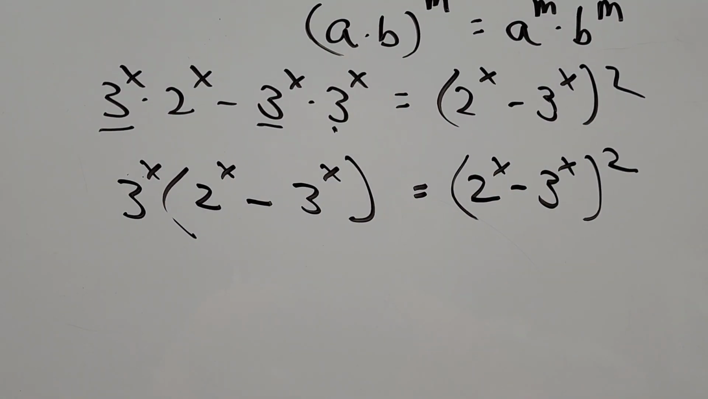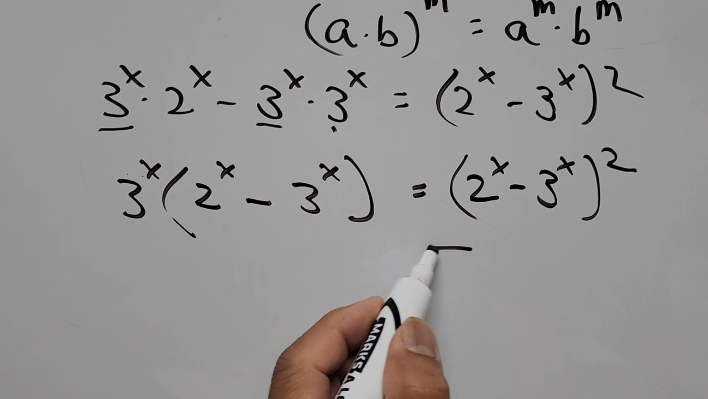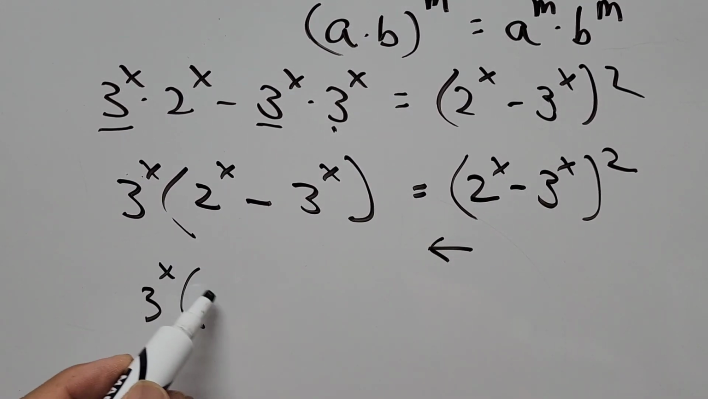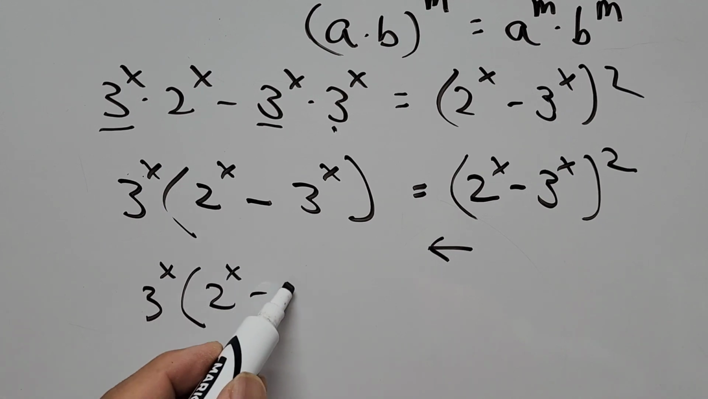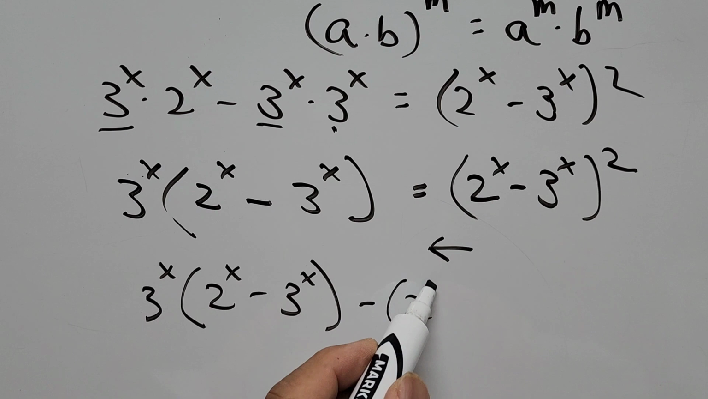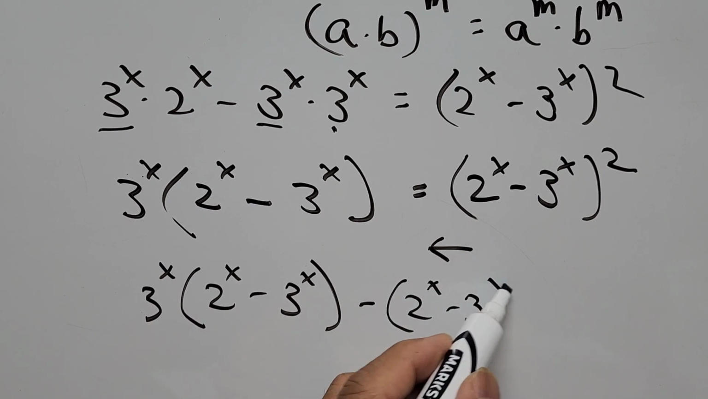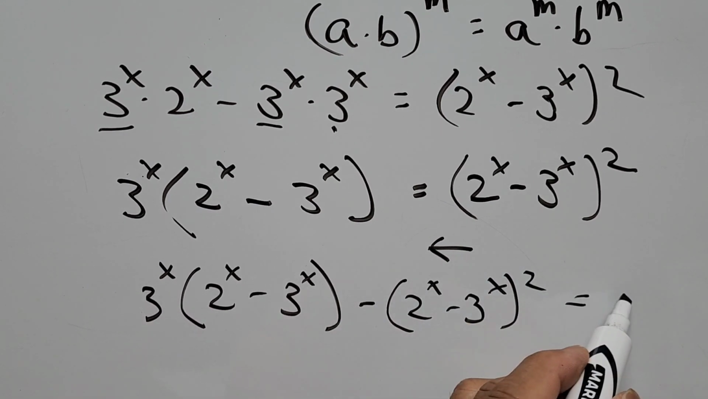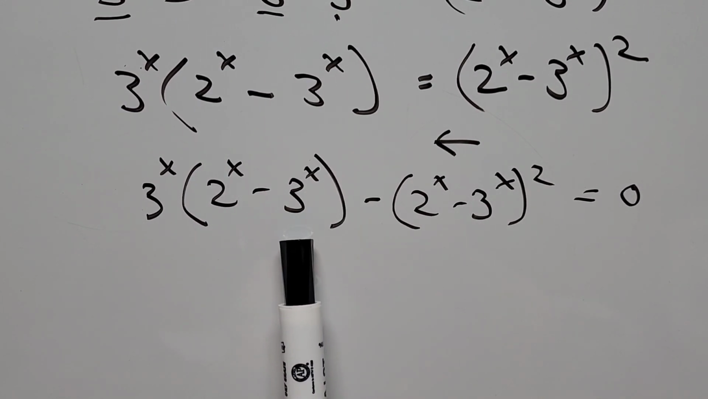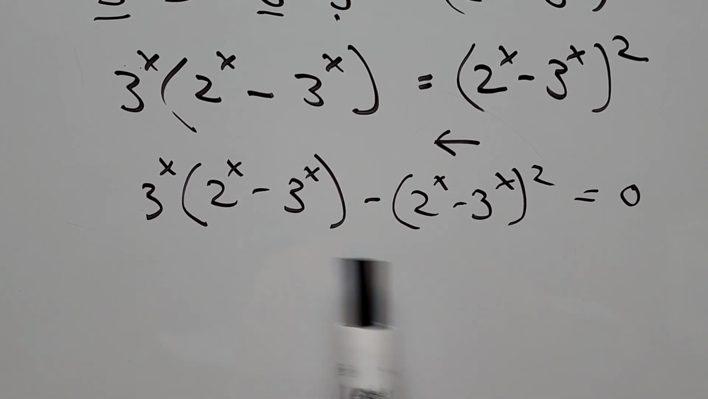So from here we put all the terms on the left hand side of the equation. So we now have 3 to the power of x times the quantity 2 to the power of x minus 3 to the power of x, minus 2 to the power of x minus 3 to the power of x squared equals 0. If you notice, in both of the terms we have 2 to the power of x minus 3 to the power of x. It's common to both terms.